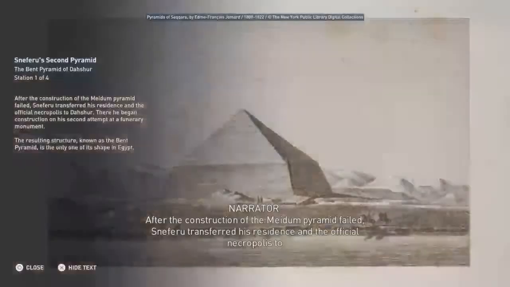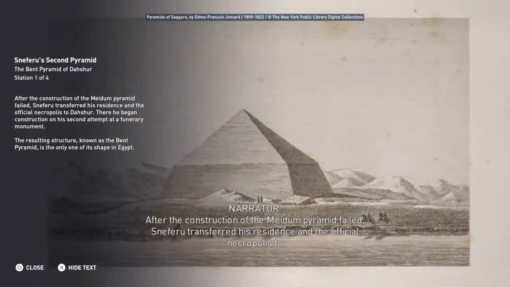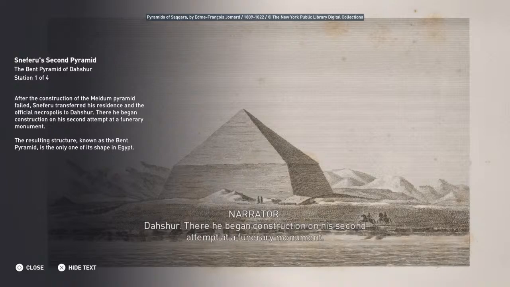After the construction of the Meidum Pyramid failed, Sneferu transferred his residence and the official necropolis to Dashur. There he began construction on his second attempt at a funerary monument. The resulting structure, known as the Bent Pyramid, is the only one of its shape in Egypt.